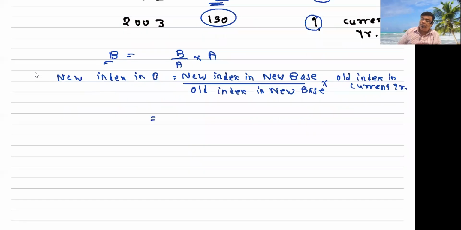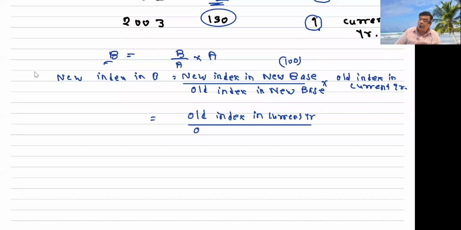Therefore, I can rewrite this as, ये तो हमेशा 100 ही होता है कि नहीं? So what I will write this is as old index in current year over old index in new base year. ये दोनों भी old है. And that into 100. ये हो गया new index in B.